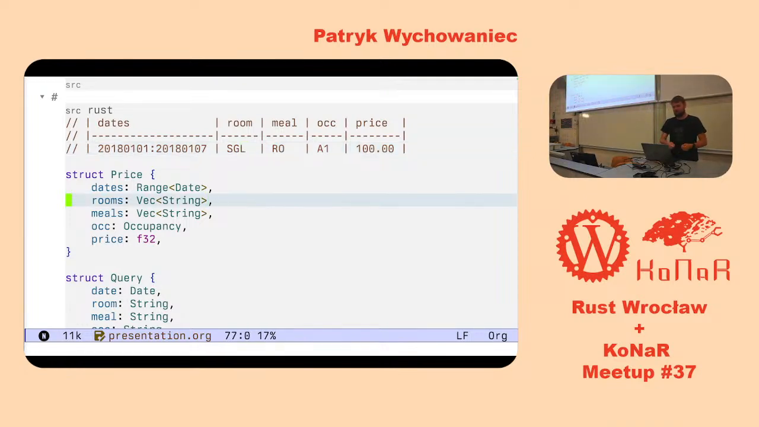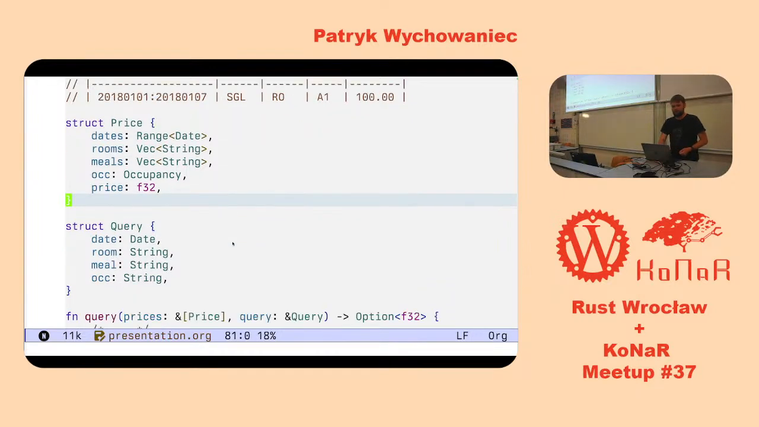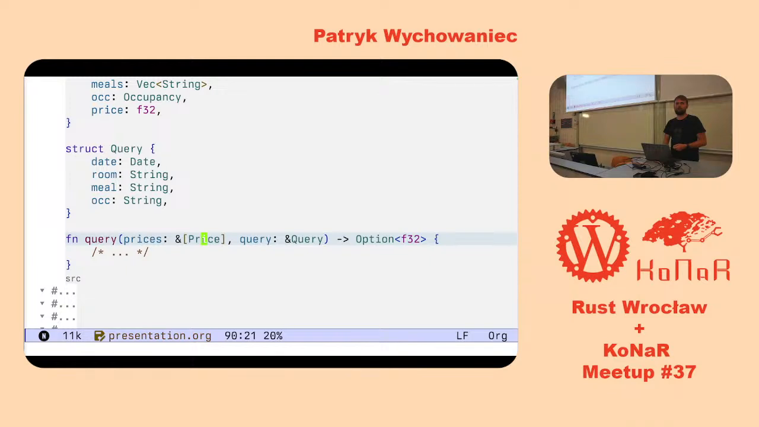So we have dates, rooms, meals, occupancy, and the price. Obviously, in reality, price wouldn't be a float. It's not actually a float in our implementation, but for the purposes of the demo, I would say it's a float. And then you have some query. So for some date, for some room, meal, and occupancy, you would return the price. So basically, the whole application boils down to this single function, which takes some prices, some query, and returns you some price if it matches, or none if there's none.